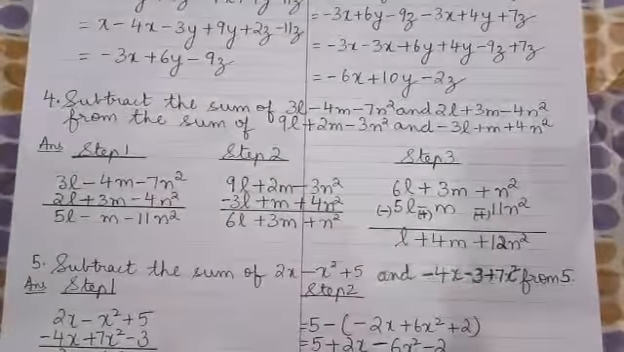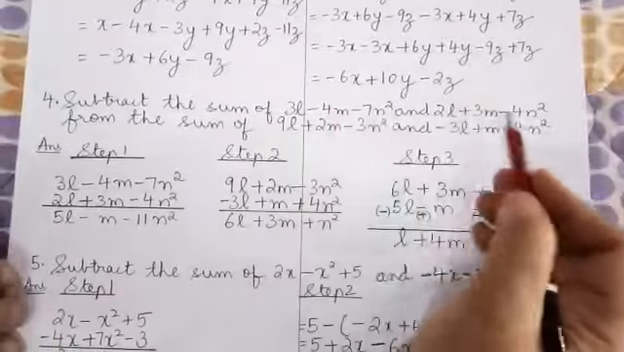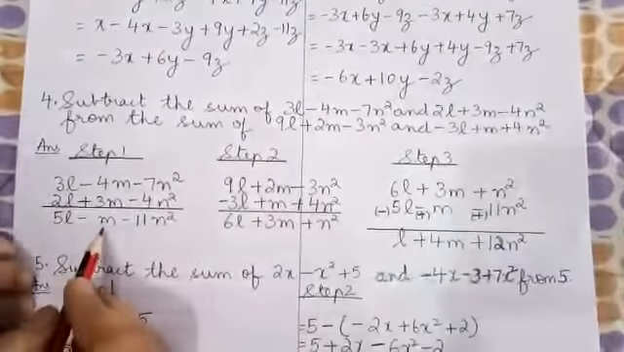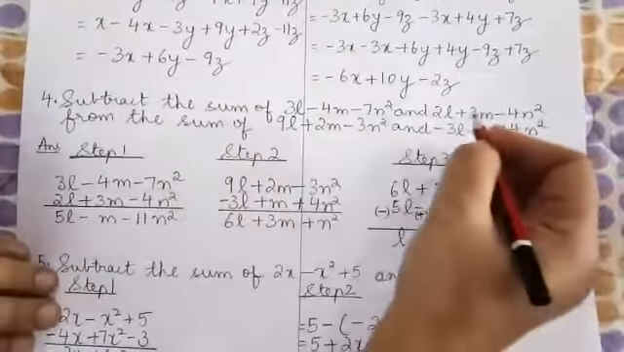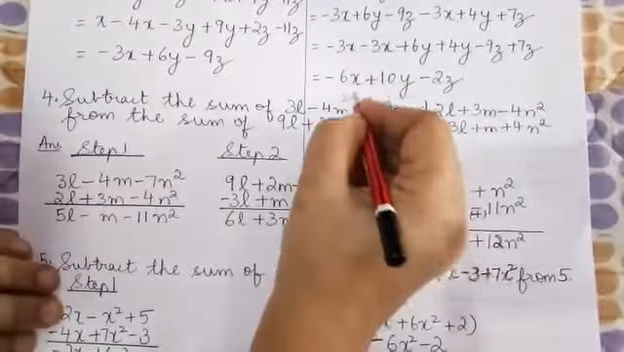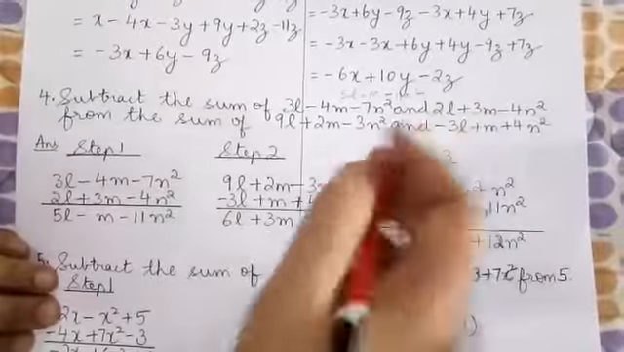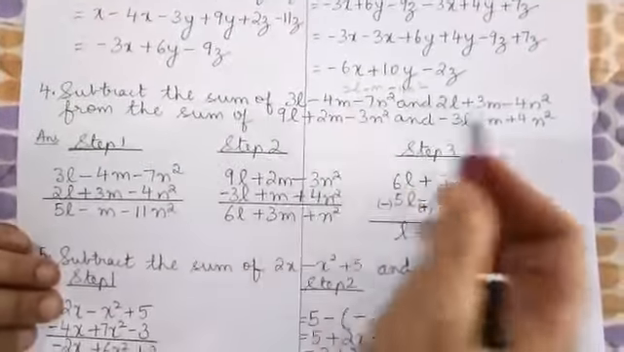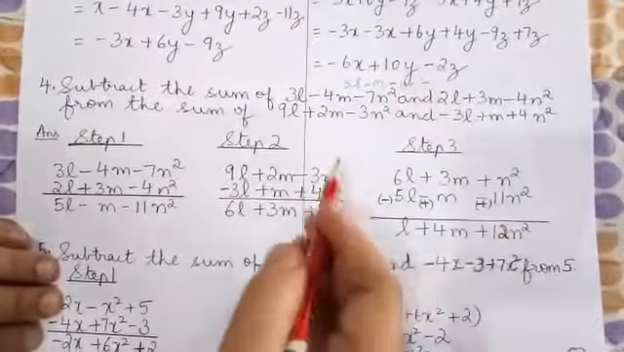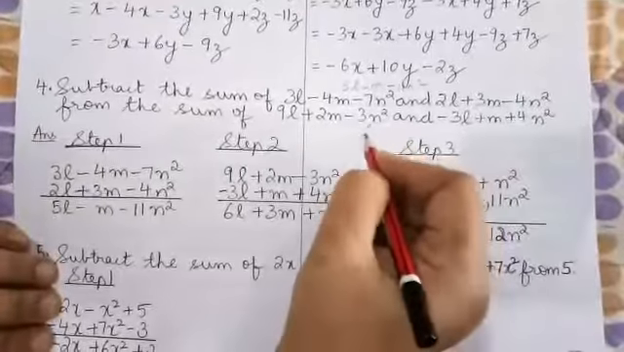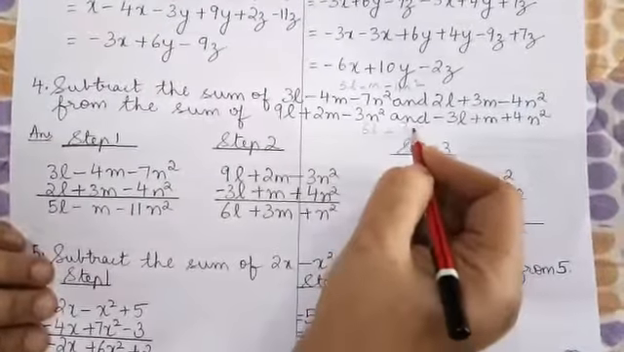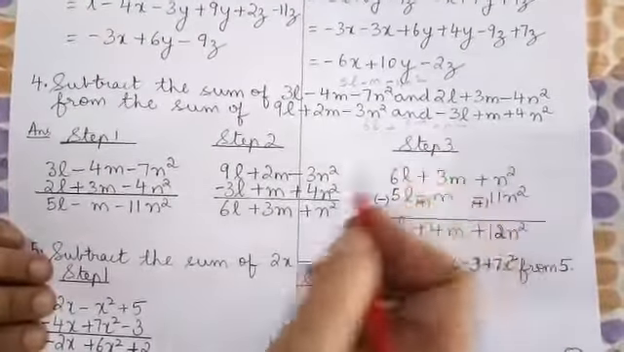So now we have found the sum of these 2 expressions in the first step. What's the answer? What's the sum of these 2 expressions? 5l minus m minus 11n square. This is the sum of these 2 expressions. And what is the sum of these 2 expressions? 6l plus 3m plus n square.